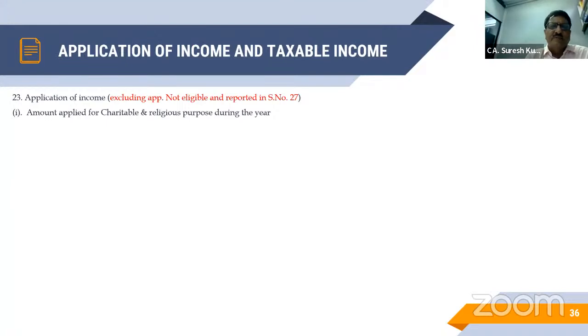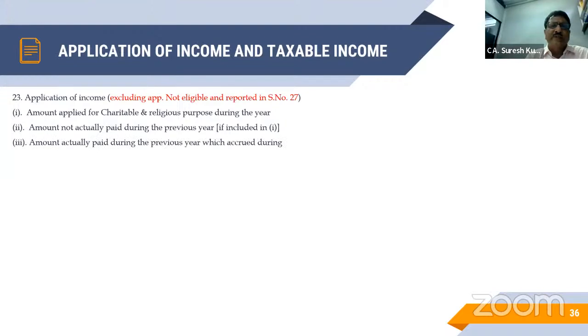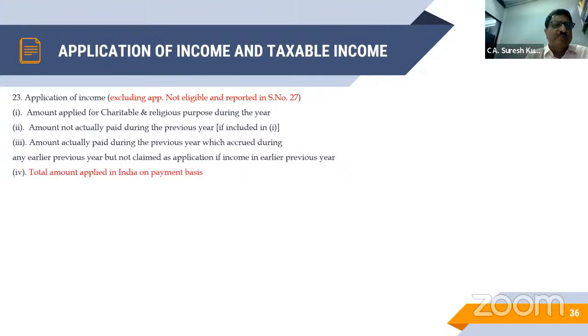The amount applied for charitable and religious purposes during the year. Then they are saying amount not actually paid during the previous year but included in one, and amount actually paid during the year which was accrued during this year. And that's why they want to know the actual amount applied on cash basis, on payment basis. So through this formula, they want the total amount because they are dealing with the income and expenditure account. They understand that the expenditure might be on accrual basis, and that's why clauses 2 and 3 readjust that figure, and they come to the payment side. The total amount applied in India on payment basis, and that too out of income.